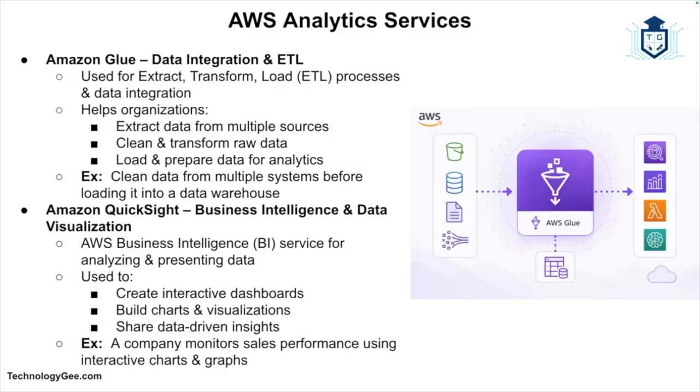And then finally, we have what is called Amazon QuickSight. This is AWS's business intelligence tool where it helps you create dashboards, visualize data, and share insights. An example could be a company that tracks sales performance with interactive charts and graphs. So for the exam, just understand that QuickSight is all about dashboards and data visualization.